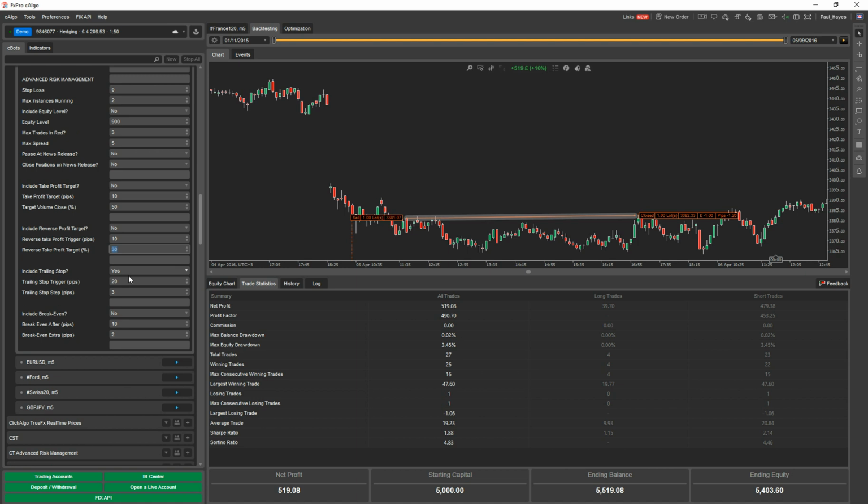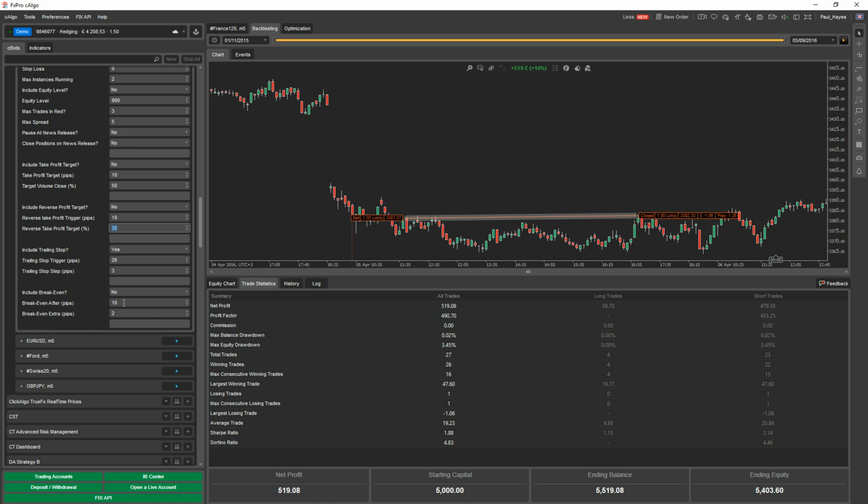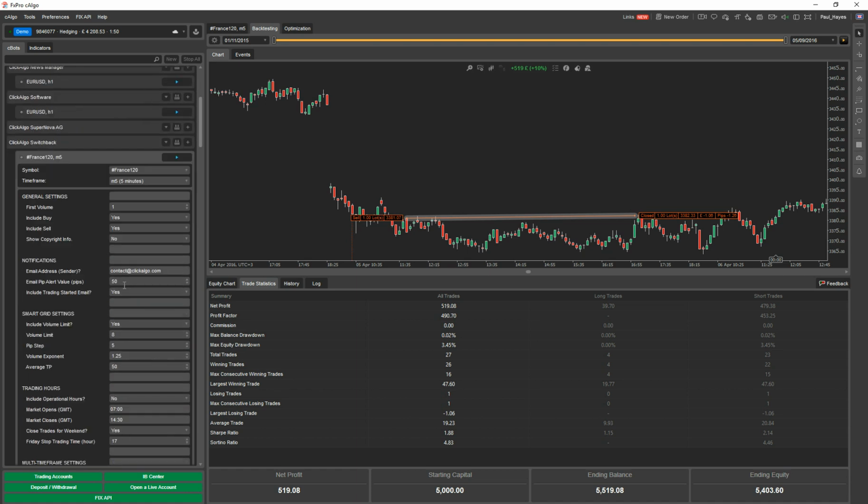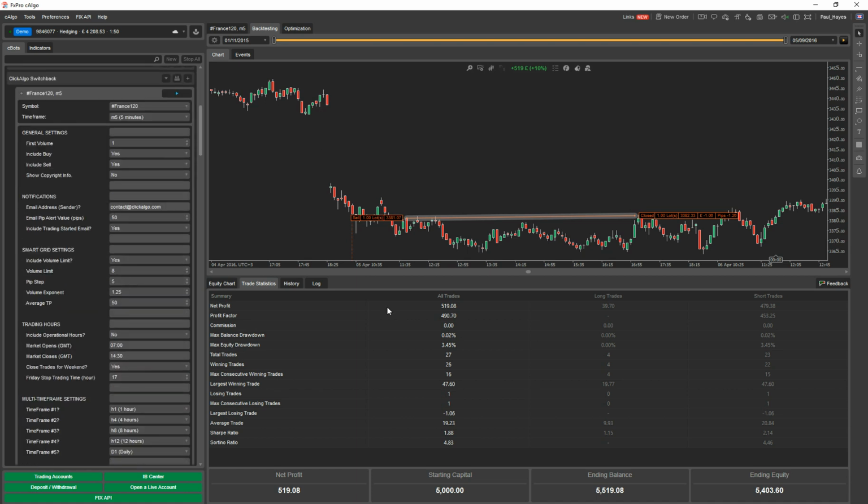Include trailing stop. Straightforward. After 20 pips, it trails at 3 pips. Break even. So after 10 pips, you can have it break even, and then you can specify how many extra pips you want to add to that to cover commission charges and stuff like that. So I've just very quickly gone through the parameters because obviously the time limit that I've got. I'll go through the backtest results.